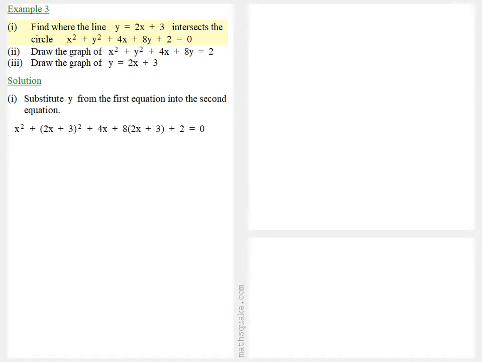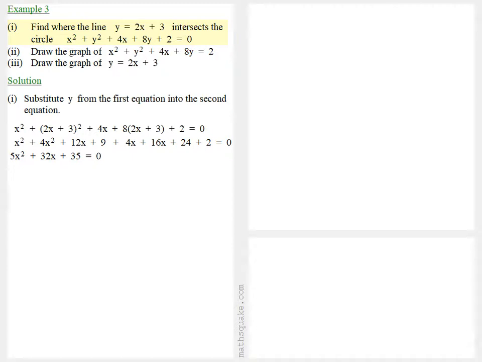That gives us x squared plus (2x plus 3) all squared plus 4x plus 8 times (2x plus 3) plus 2 equals 0. If we expand the brackets, this gives us x squared plus 4x squared plus 12x plus 9 plus 4x plus 16x plus 24 plus 2 equals 0, which simplifies down to 5x squared plus 32x plus 35 equals 0.